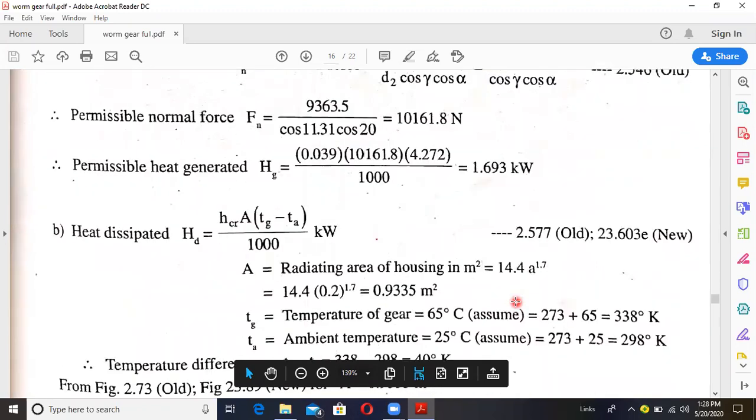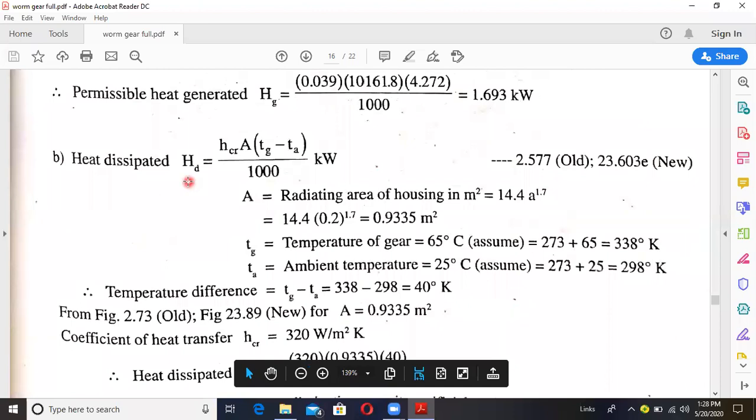Next, we are going to calculate the heat dissipated. Heat dissipated HD is equal to HCR.